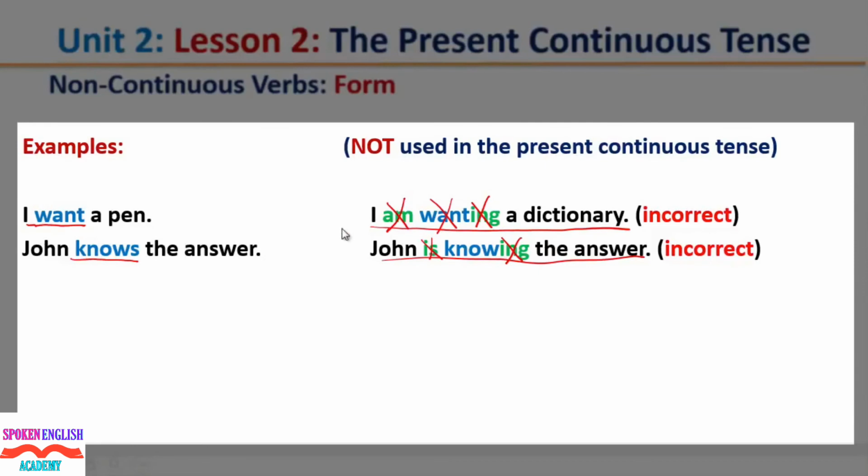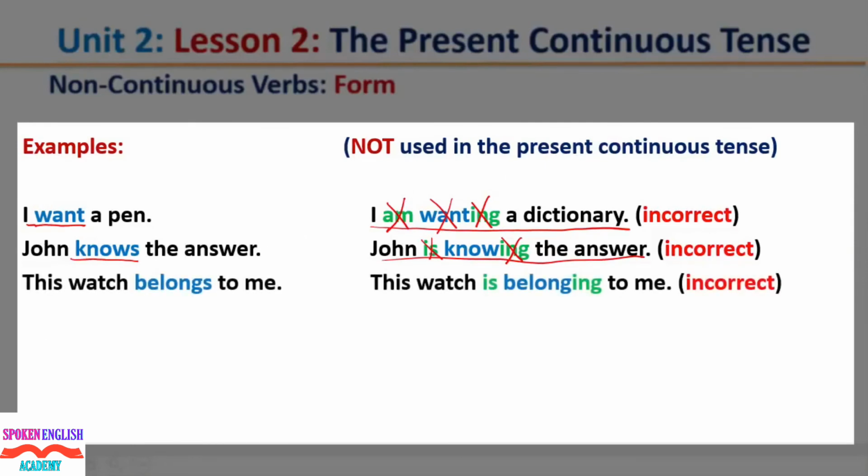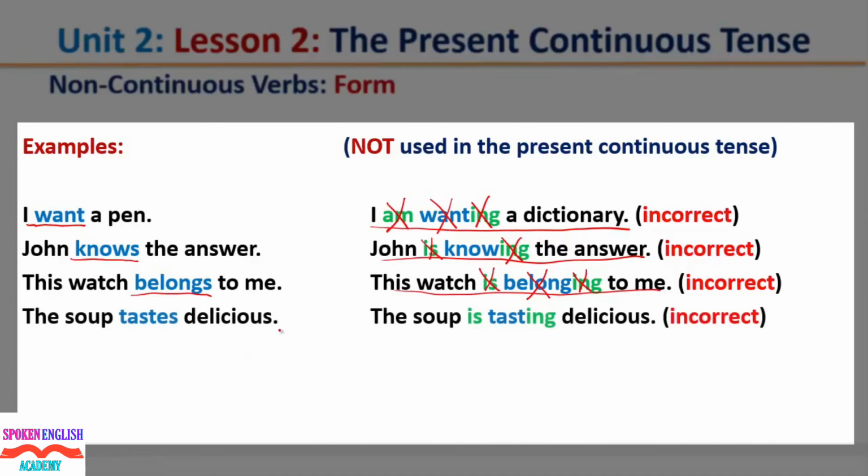Okay, another example. This watch belongs to me. Again, the verb belongs is also a non-continuous verb. It cannot be used in the present continuous tense. So this sentence is incorrect. It is wrong to say is belonging. Another example. The soup tastes delicious. This verb here, the verb taste, is a non-continuous verb. It cannot be used in the present continuous tense. So this sentence here is incorrect.